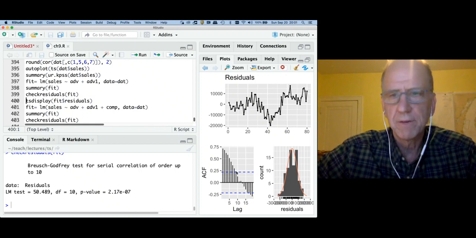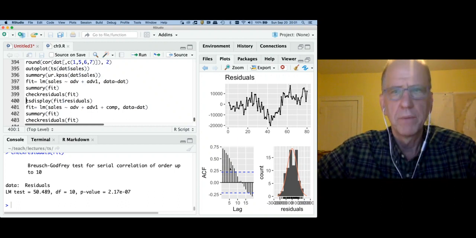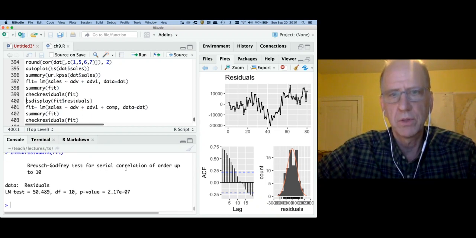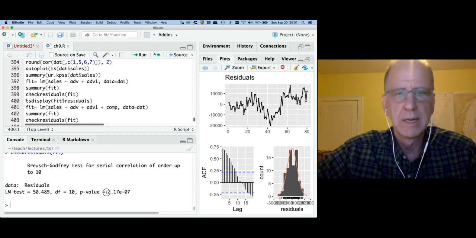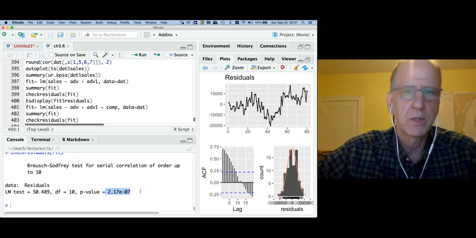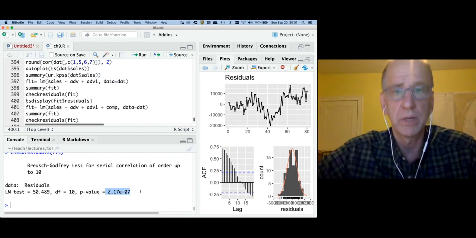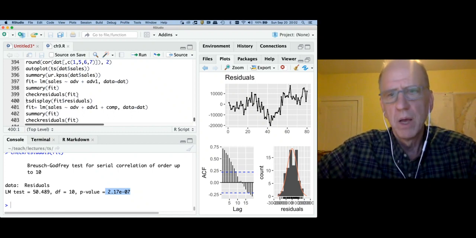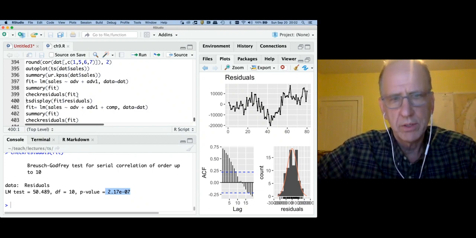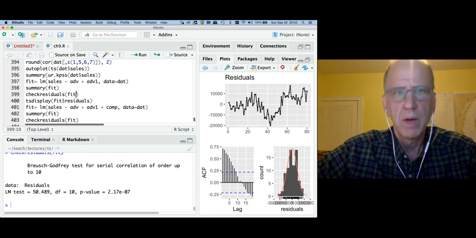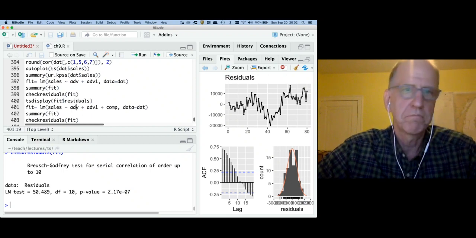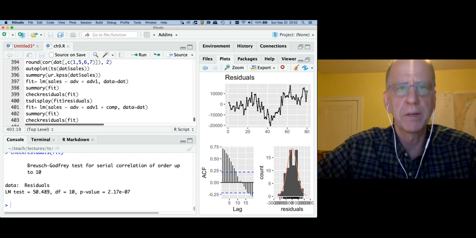When we look at our ACF, we have a lot of very large autocorrelations between our observations. The assumptions of this model are violated. When we go look at our test for serial correlations, the p-value is tiny, so we're going to reject the null hypothesis that we have no serial correlations up to order 10. So this model is not adequate. One cause of this could be an omitted variable. The omitted variable is competitor sales.